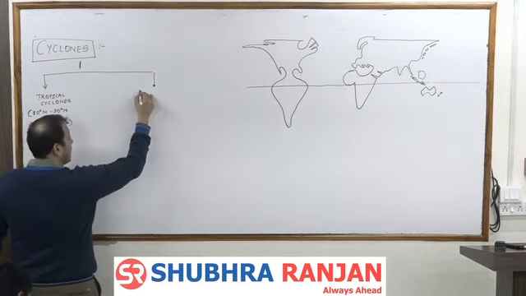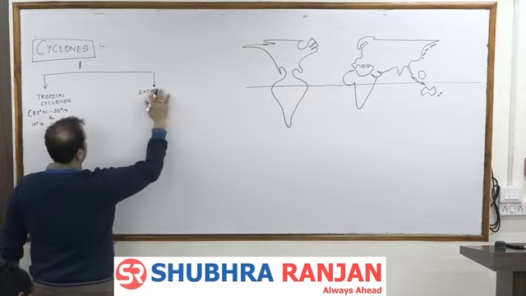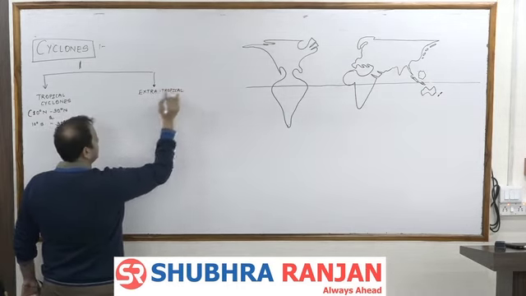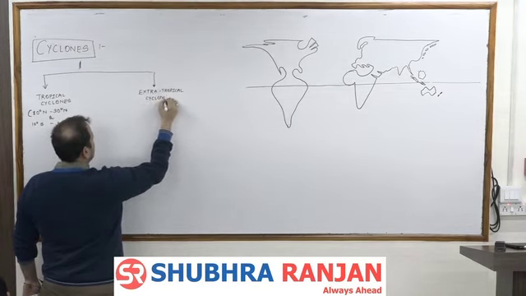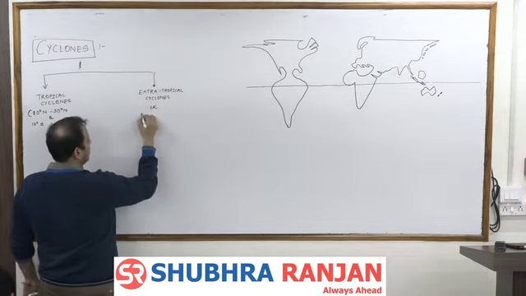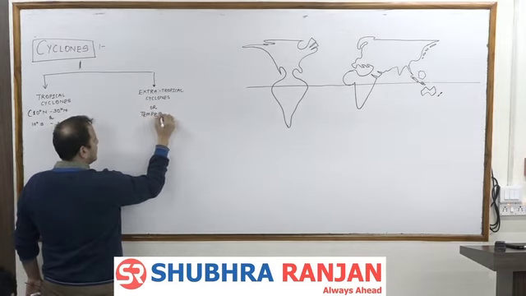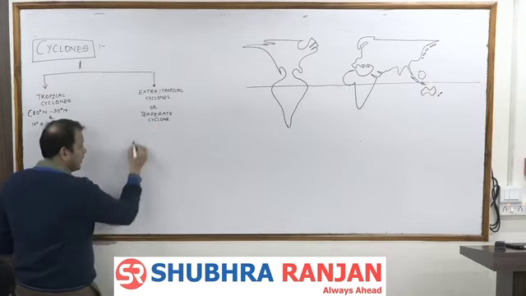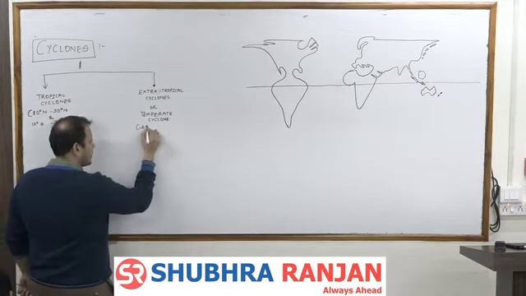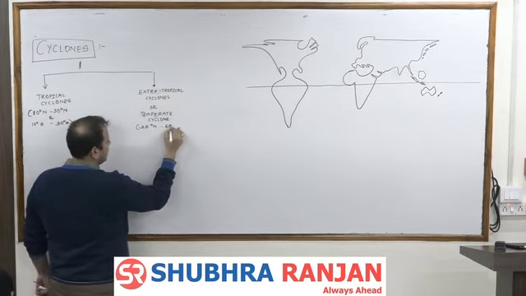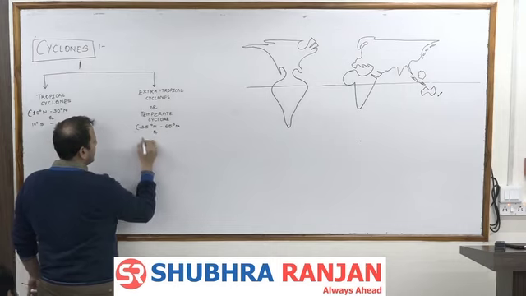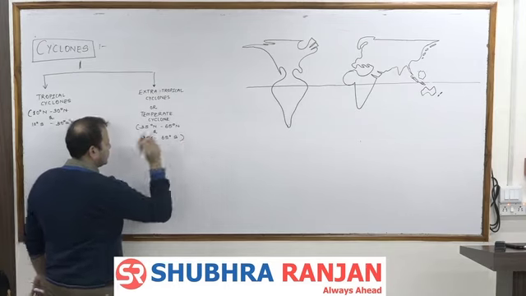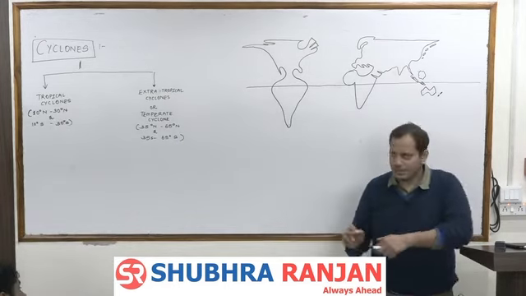And extra tropical cyclones, or temperate cyclones, which originate between 35 degree north to 65 degree north and 35 to 65 degree south.